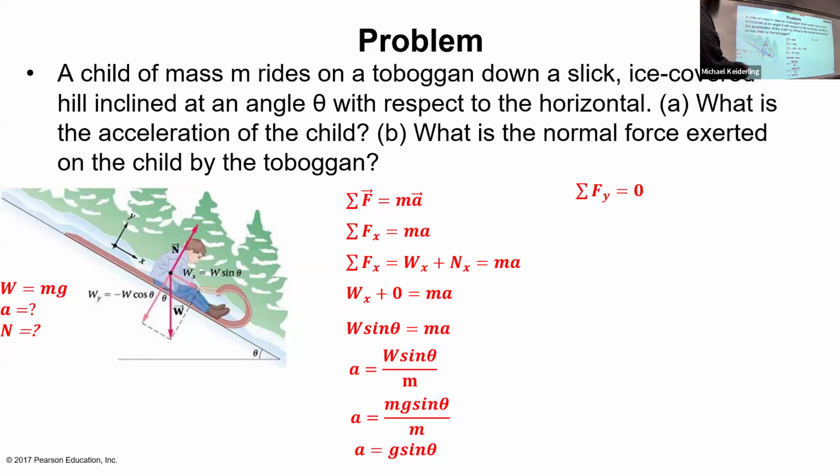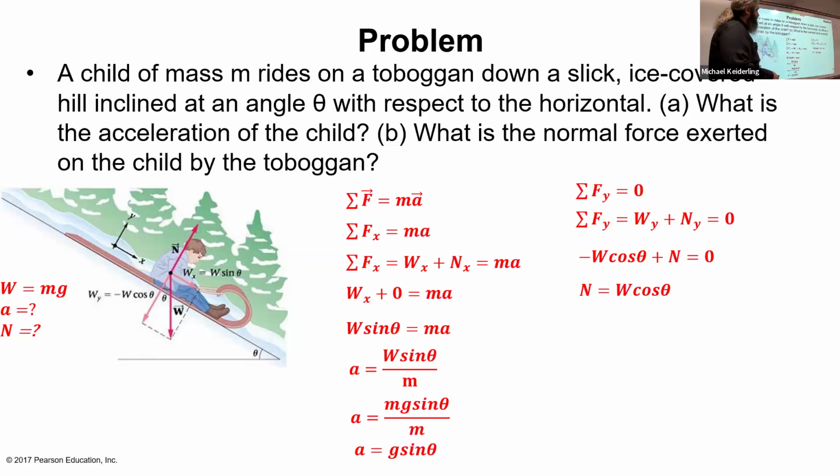So, you figure out the component down the slope from gravity, and that's what's accelerating you down the slope. You want to also figure out the normal force. Well, all the forces in the y direction equal 0. So weight in the y direction plus normal force in the y direction equals 0. So that's minus weight cosine theta plus normal force equals 0. So normal force is going to equal weight cosine theta. So normal force equals mg cosine theta.